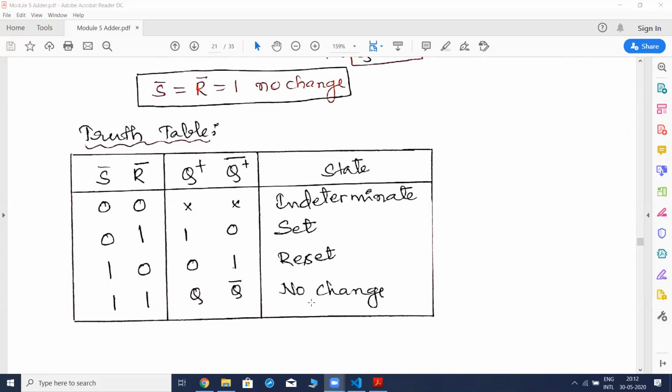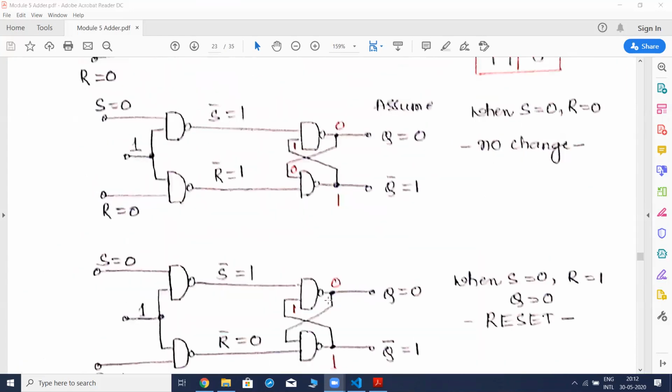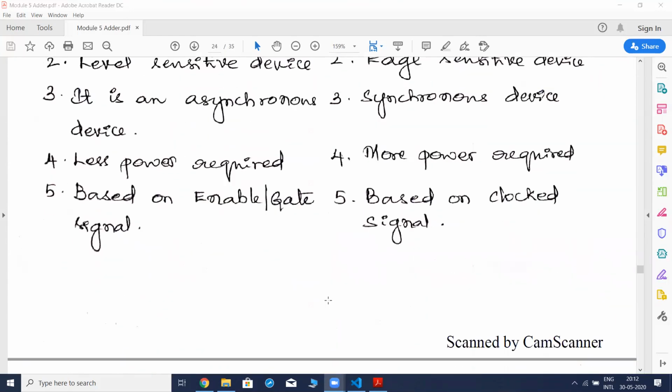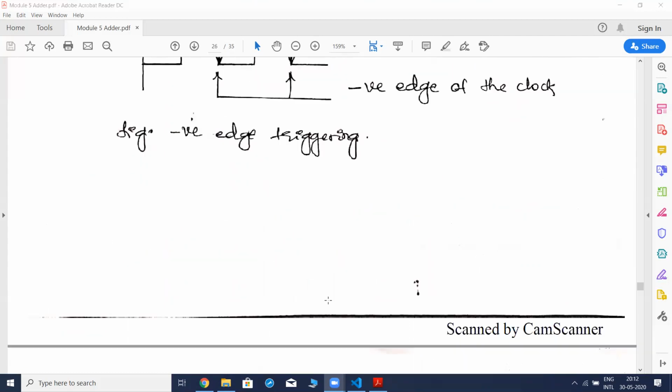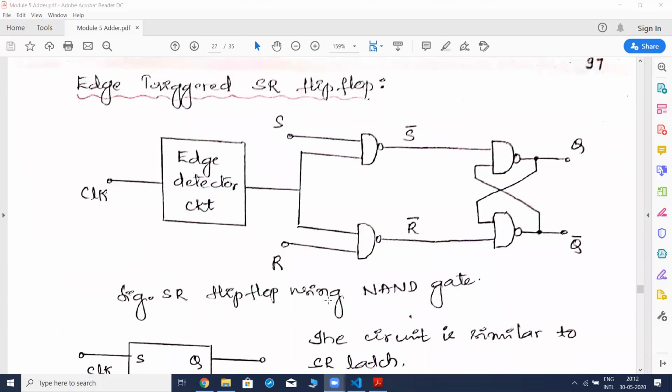You need to be very clear with this truth table, so that we can easily understand this SR flip-flop. Okay, now let us move on to see the SR flip-flop. So this is our SR flip-flop, right? This one is the SR flip-flop.